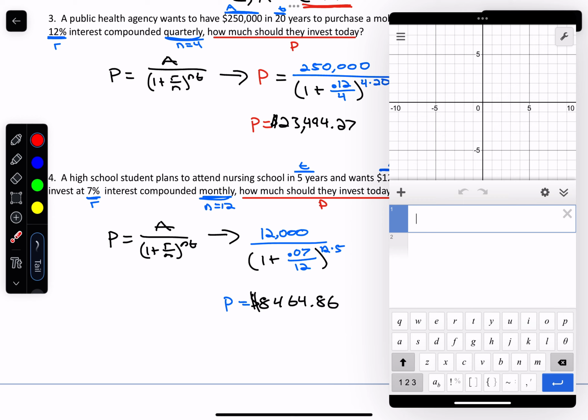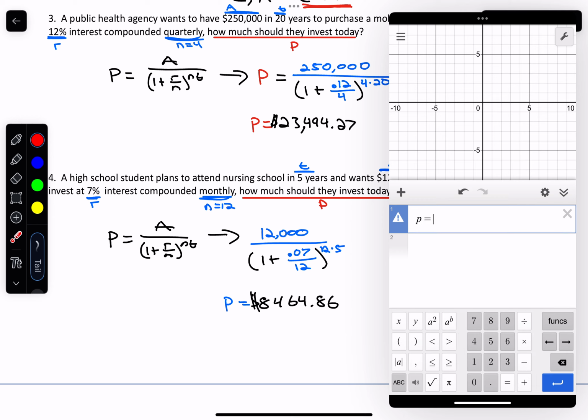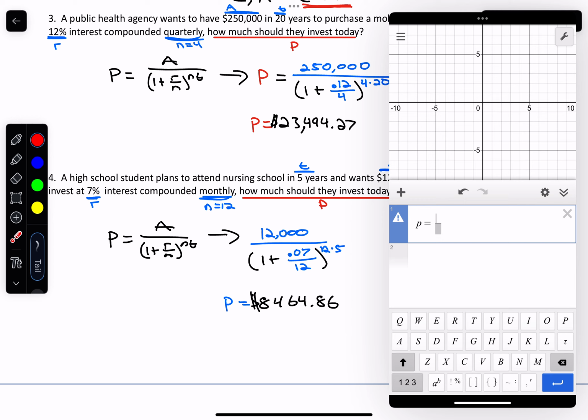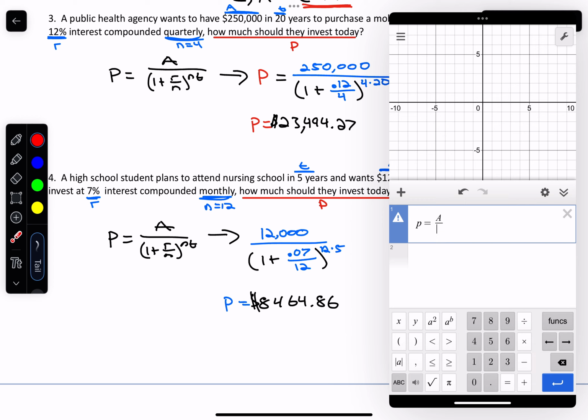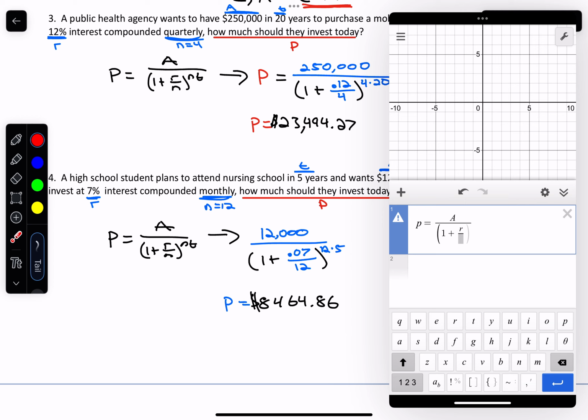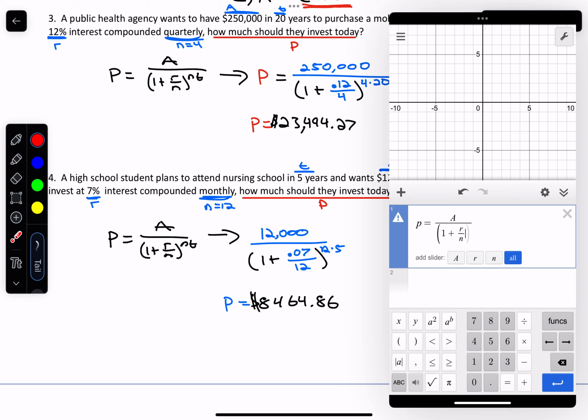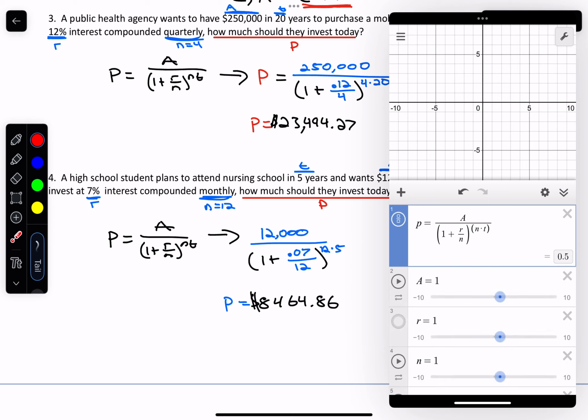I'm going to type in the formula the way we see it. I'm going to put P equals, and then a fraction, A divided by parentheses 1 plus R over N, so R divided by N, and we're going to raise it to the power NT, so N times T in this exponent. Now notice what Desmos does. It allows me to add sliders for A, R, N, and T. I'm going to click the All button and see how it puts down below all these different values. Now we can just play around with these.